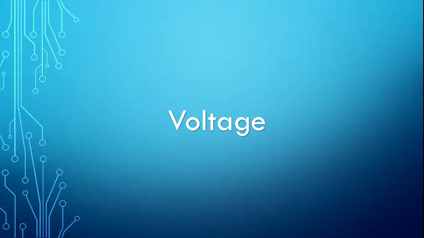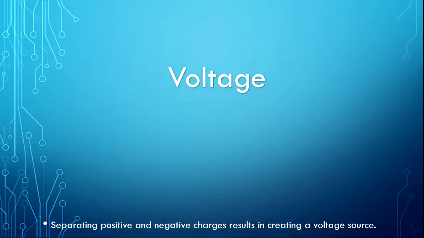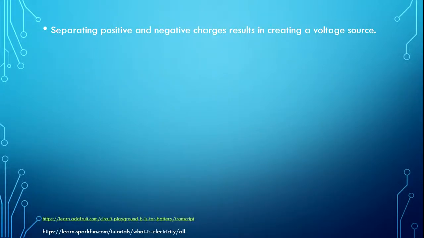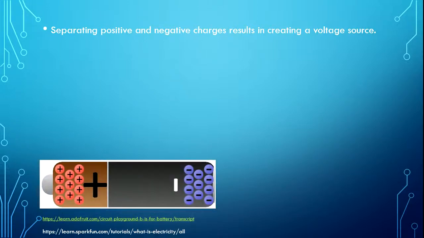Today we're going to talk about voltage, but before going into details about voltage, let's talk about where voltage is established from. Basically, separating positive and negative charges results in creating a voltage source. As we can see in this figure, we have two terminals. The negative terminal contains negative charges which were separated from the positive charges in the positive terminal.